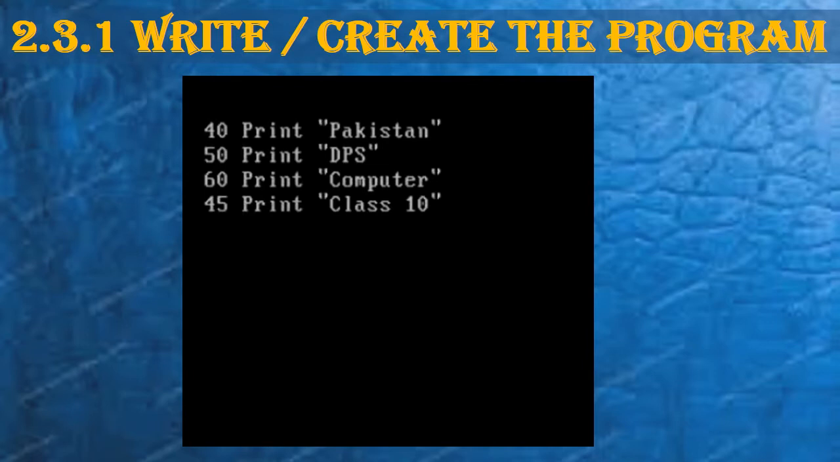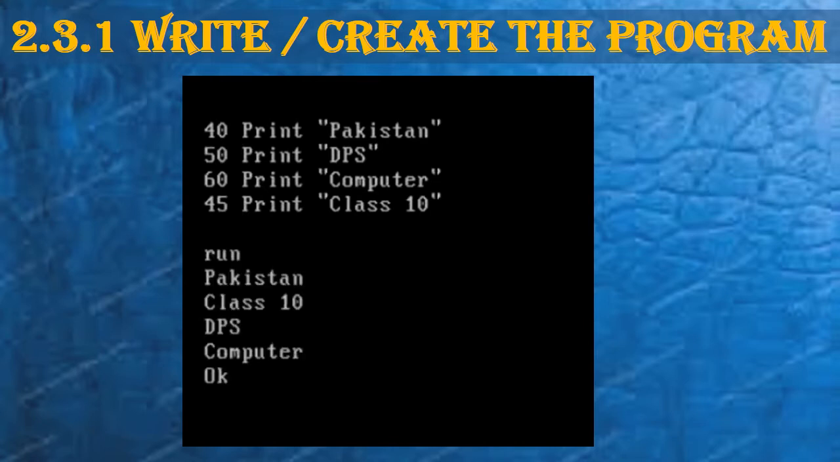Okay, let's consider an example. I have written 4 lines in the program: Pakistan, DPS, computer, and class 10th. And I hope these would be printed in sequence. So, what do you think? Which thing will come first? Pakistan, and then class 10th, and then DPS, and then computer. Yes, you are right. Pakistan, class 10th, DPS, and computer. The GWBasic compiler or interpreter or translator, whatever you call it, follows the sequence of line numbers.